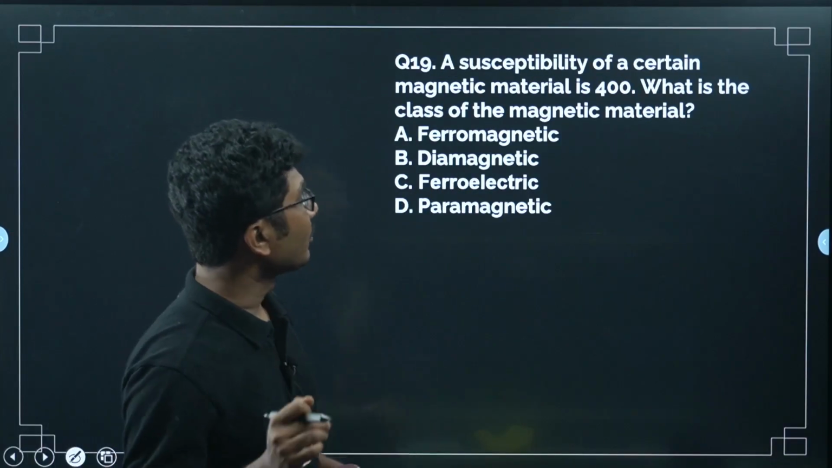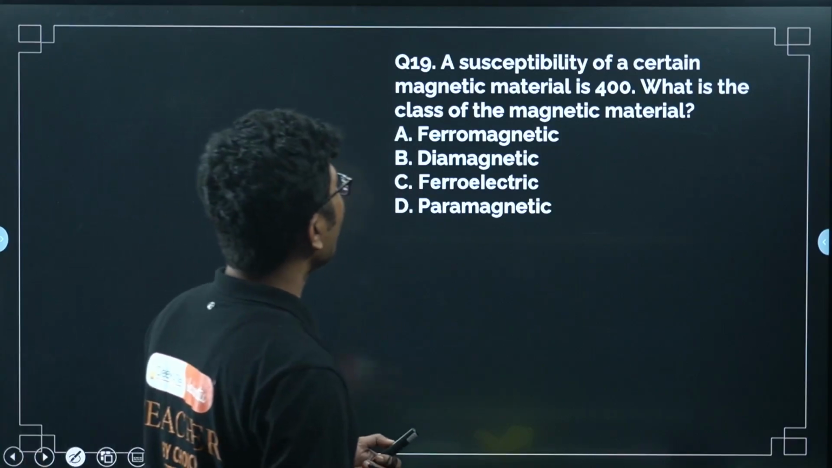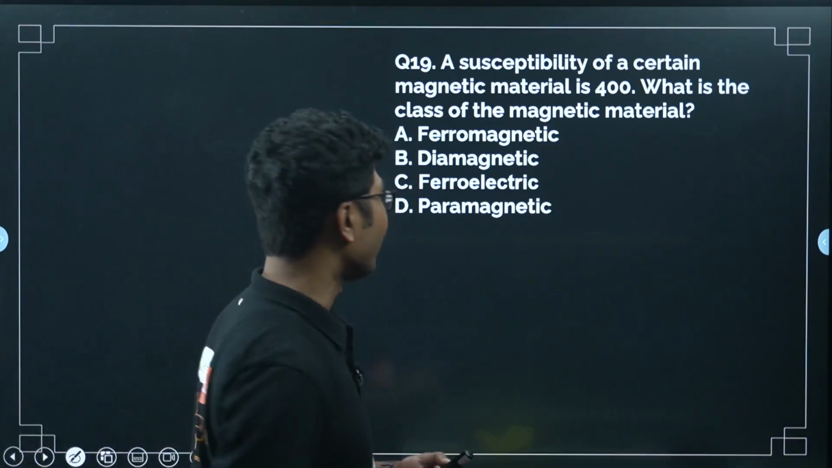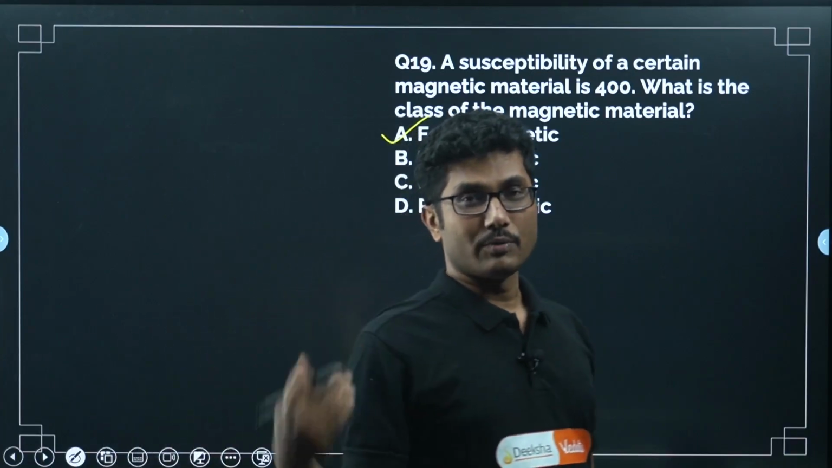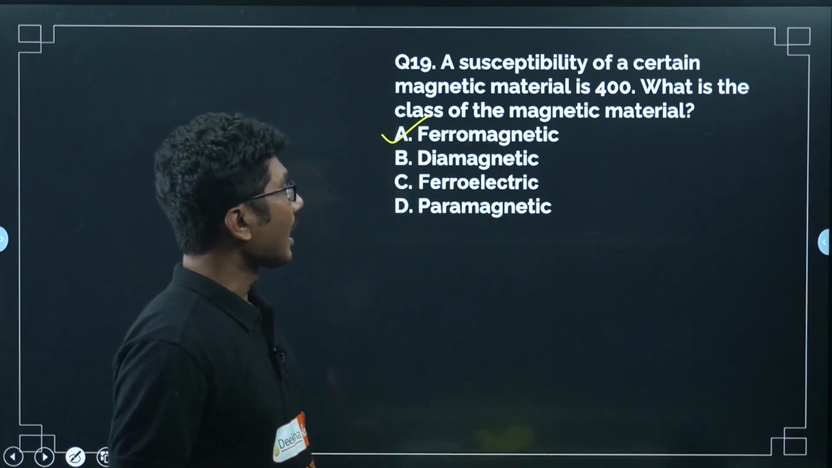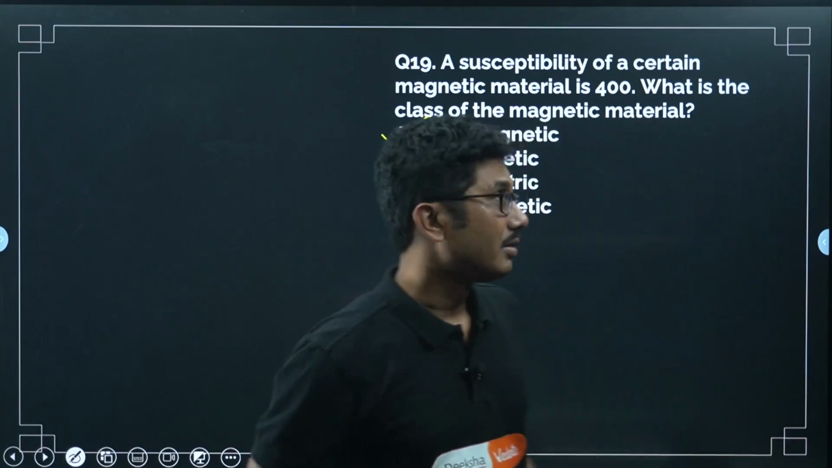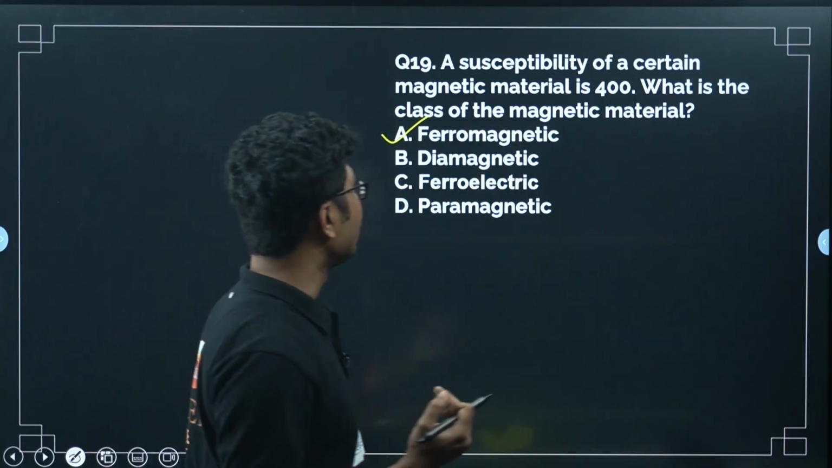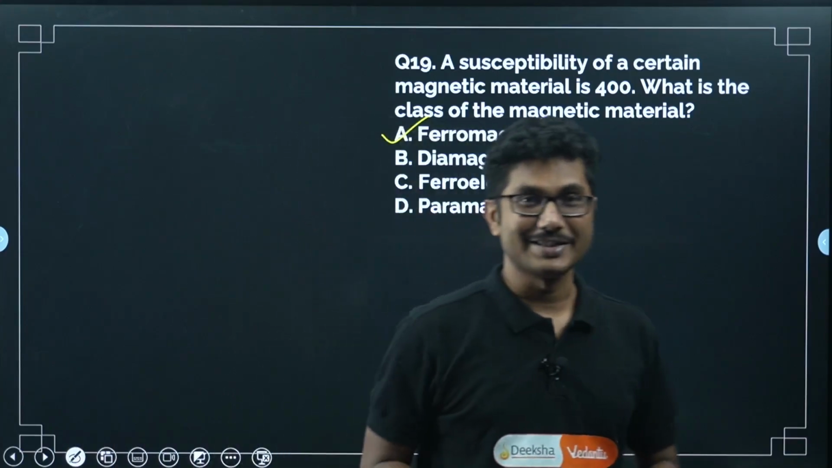Sorry, one more question is there. The susceptibility of a certain magnetic material is 400. What is the class of the magnetic material? Obviously it's a ferromagnetic material. Susceptibility very much more than 1 means it's a ferromagnetic material, and close to 1 means it can be diamagnetic or paramagnetic based on how big it is. They have given the option ferroelectric, which does not exist.